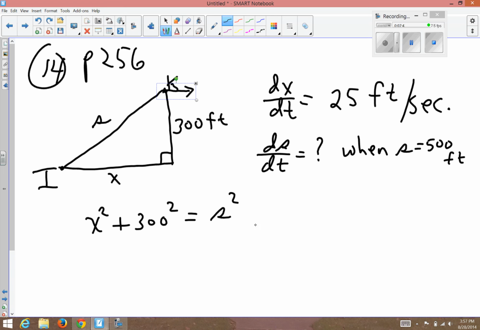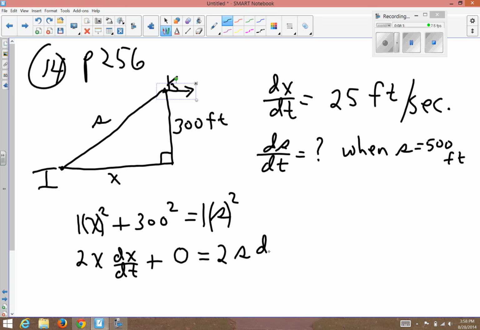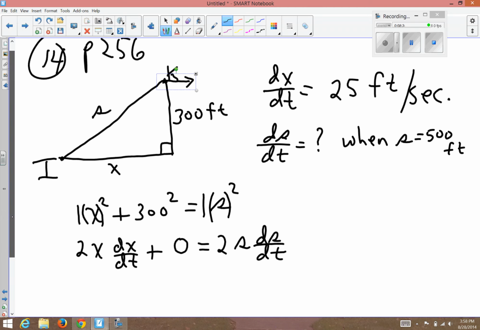Now we're going to differentiate each term. The derivative of the first term is 2 times 1 times x to the first power times the derivative of what's inside the parentheses. 300 squared is a constant. The derivative of the constant is 0. The derivative of s squared is 2 times 1 times s to the first power times the derivative of what's in the parentheses. So that's differentiating both sides with respect to time.